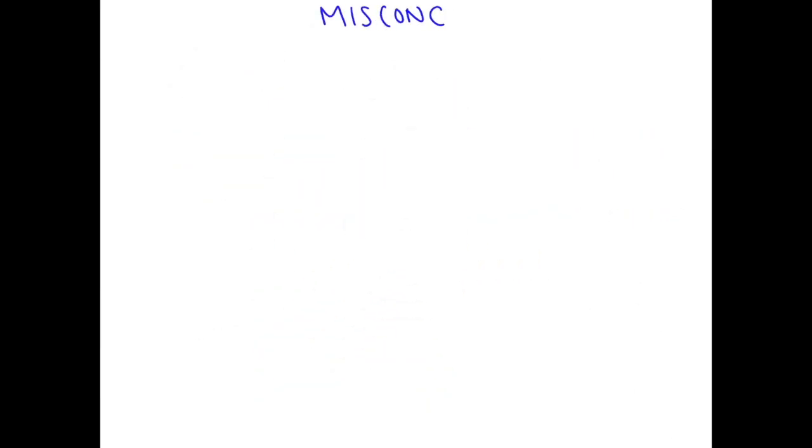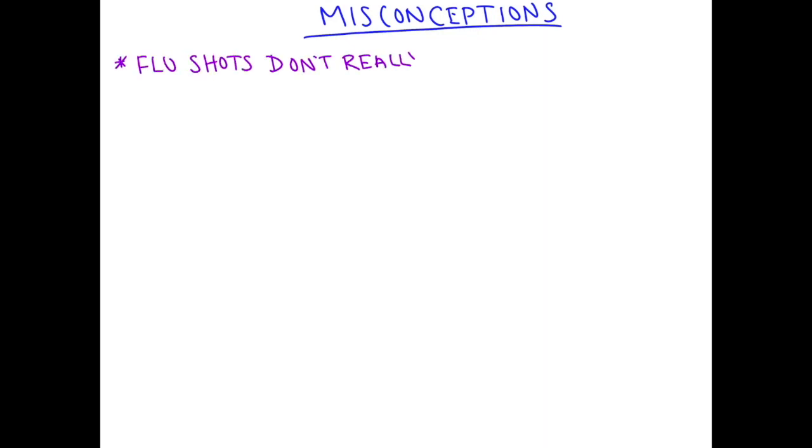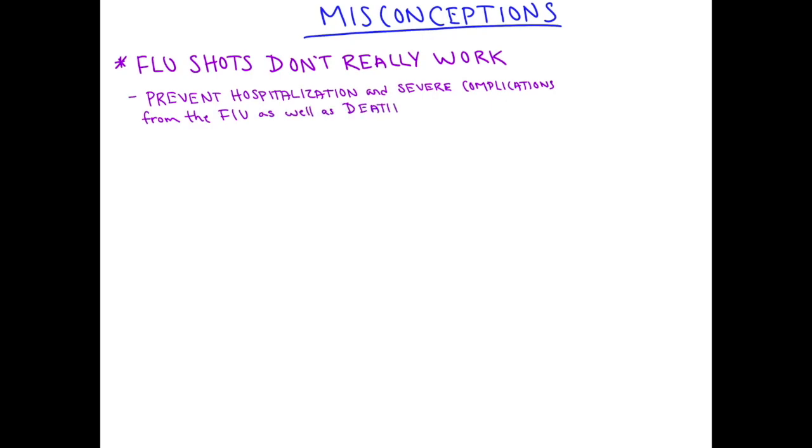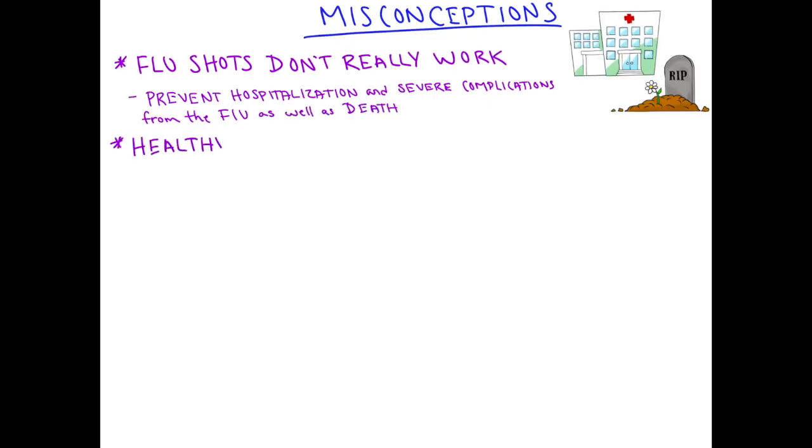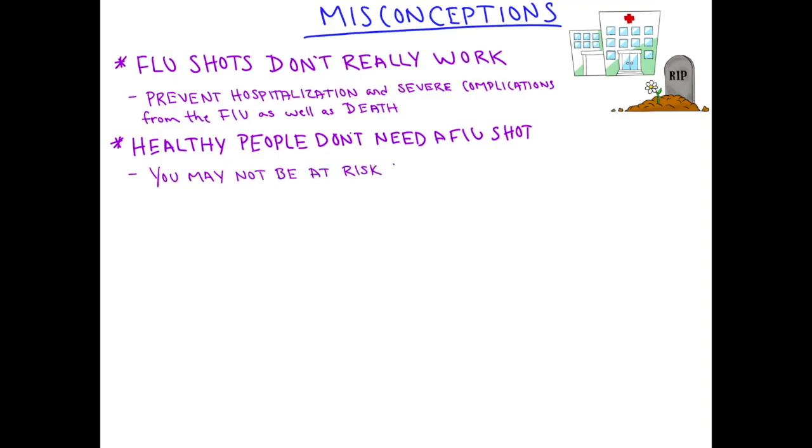Many misconceptions surround the influenza vaccine or vaccines in general. First one being that flu shots don't really work. This is untrue, as they are proven to prevent hospitalizations and severe complications from the flu, as well as preventing death from influenza complications. Next one, healthy people don't need a flu shot. You may not be at a high risk for complications, but you come into contact with people every day who are, possibly a parent, a grandparent, or even a friend.